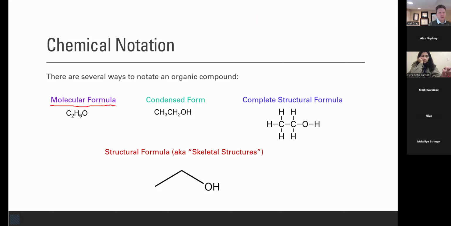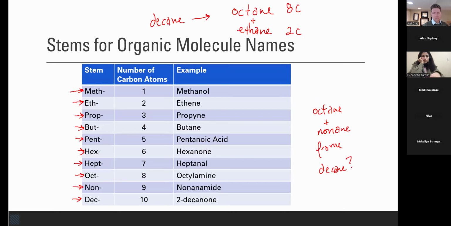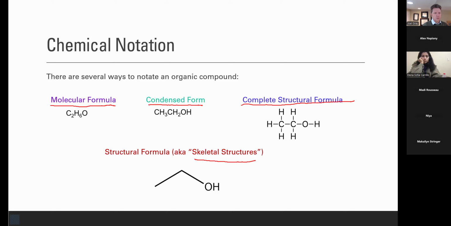Now, there's different ways to display chemicals. You can use what's known as the molecular formula, a condensed formula, a complete structural formula, and what's known as the skeletal structure. What is shown here, these are all representative of the same molecule. Looking at this and thinking about the previous slide, what is the stem that we would use for this molecule? Count up your carbons. 1, 2, eth. Yeah, eth. So this has eth. This has eth. This has eth.